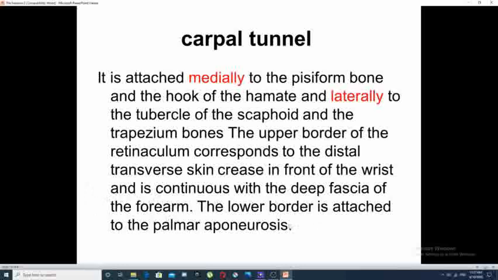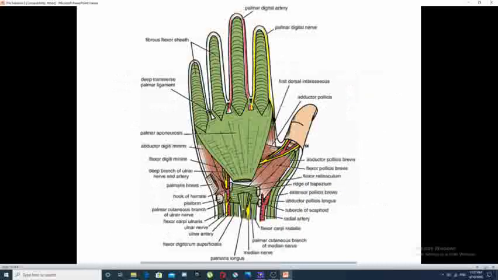The lower border of the flexor retinaculum is attached to the palmar aponeurosis. Palmar aponeurosis refers to the deep fascia of the palm of the hand. And this is the proximal border of the flexor retinaculum, and this is the distal border of the flexor retinaculum. You can see it is continuous with the palmar aponeurosis, which is the deep fascia of the palm of the hand.